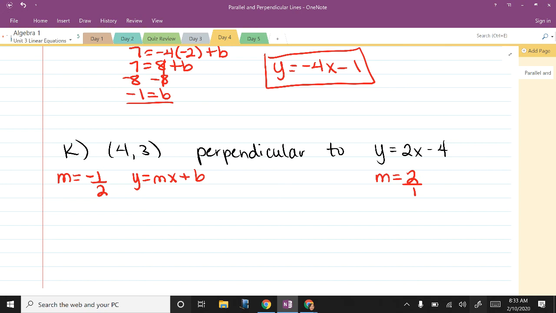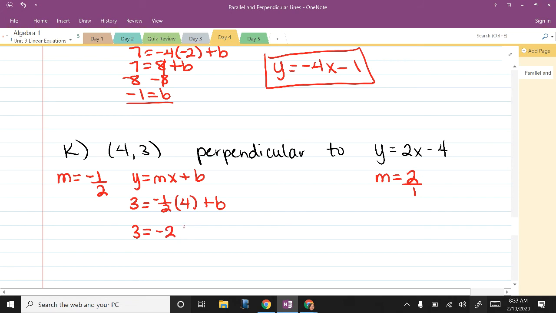So what goes in for y? 3. What goes in for m? -1/2. What goes in for x? 4 plus b. Now we multiply. What's -1/2 times 4? -2. 3 equals -2 plus b. Now how do I solve for b? What's 3 plus 2? 5.